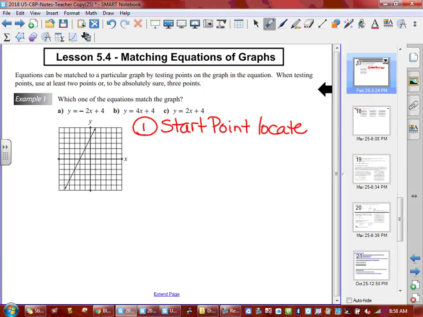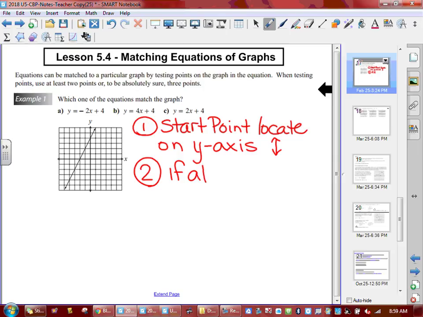So the first one is start point: locate it on the y-axis. The y-axis, if you forget, is the up-down one. He's the guy that goes up and down. So that's one way to match them. Okay? What if your start points are all the same? Well, here's the second way.